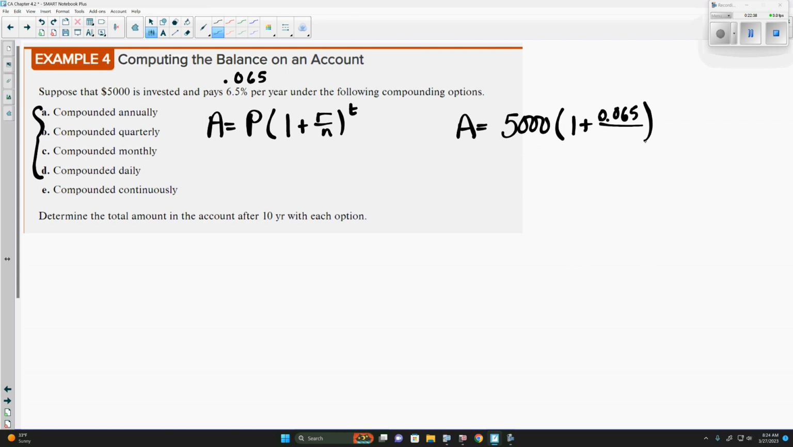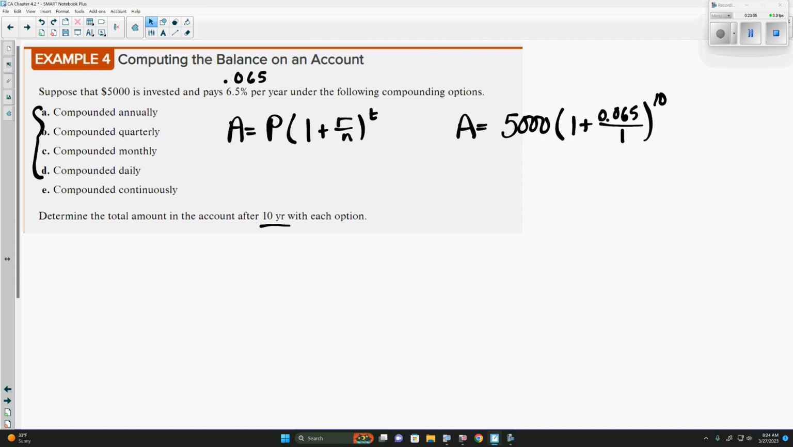Now, n is the number of times we have compounded. So compounded annually, so every year, so it's going to be once. And lastly, determine the amount after 10 years with each option. So 10.